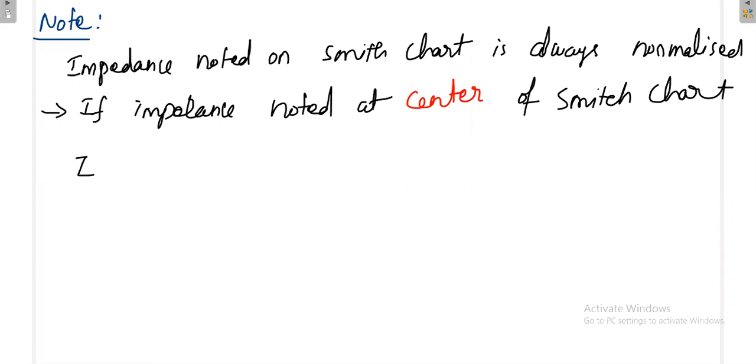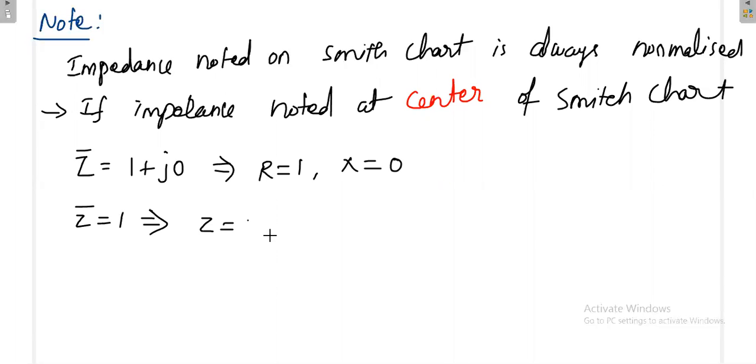Z bar is equal to 1 plus j0, because when you are exactly at the center, R is equal to 1 and X is equal to 0. When Z bar is equal to 1, what is the meaning of this? Z is equal to Z0. When Z is equal to Z0, k is equal to 0 and s is equal to 1. This particular condition is called the matching condition.